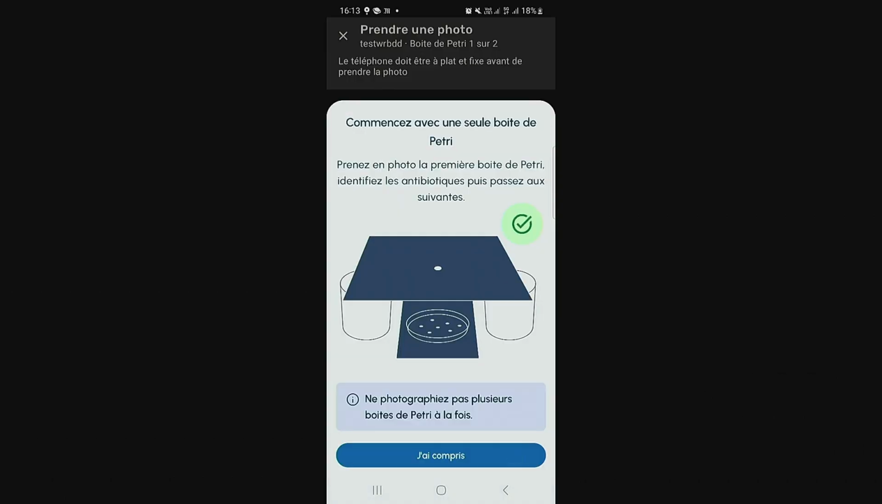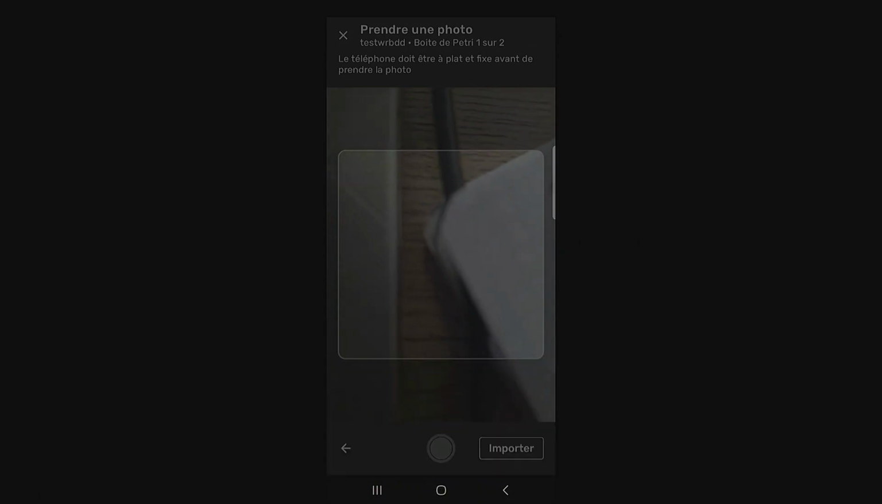Then you need to take the picture. We remind you that you should not take the picture of 2 Petri dishes at once, but 1 per 1 in order to ensure a good detection. For the demo, we are going to import a picture from the library.